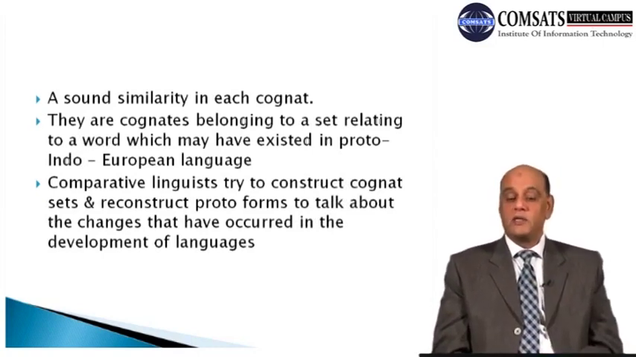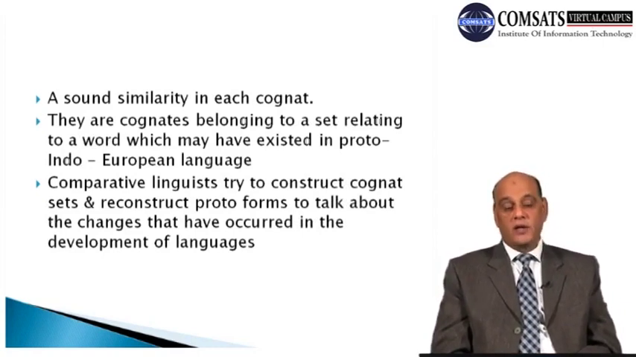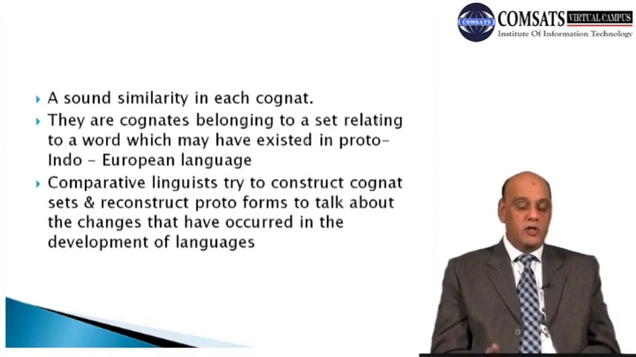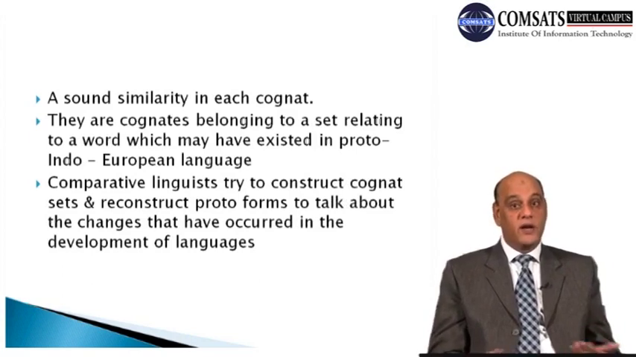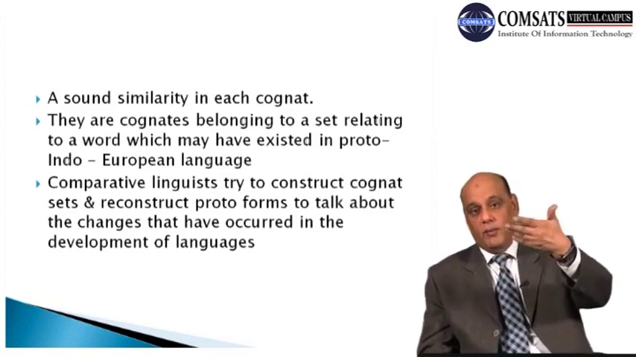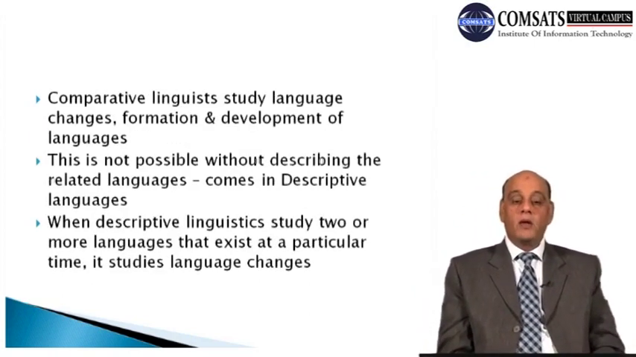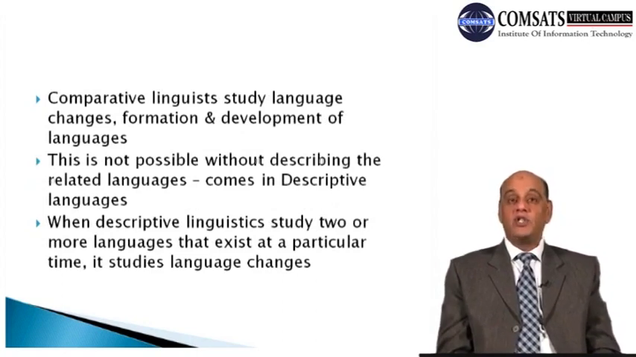Comparative linguists try to construct cognate sets and reconstruct proto-forms to talk about the changes that have occurred in the development of languages. So basically they are trying to find the pairs of words, the cognate sets, which may have a relation with some word in the parent language, and that is how they study how the language developed and how new words came from the main word which was there in the proto-language. Comparative linguists study language changes, formation and development of languages.